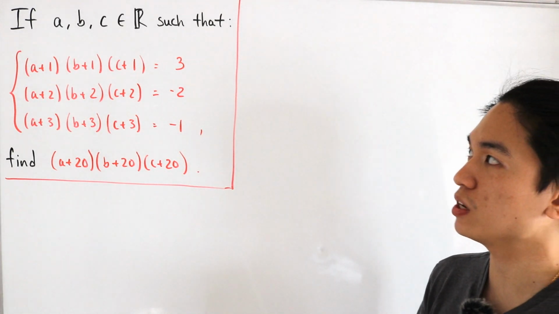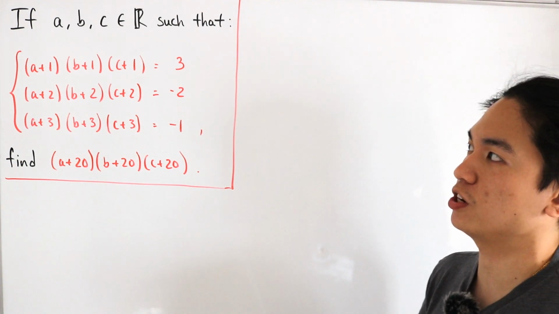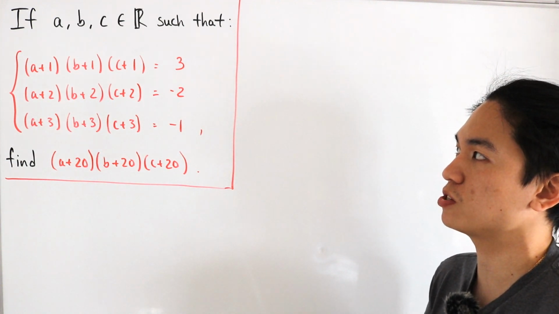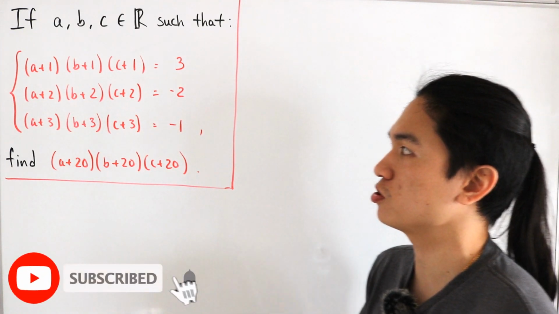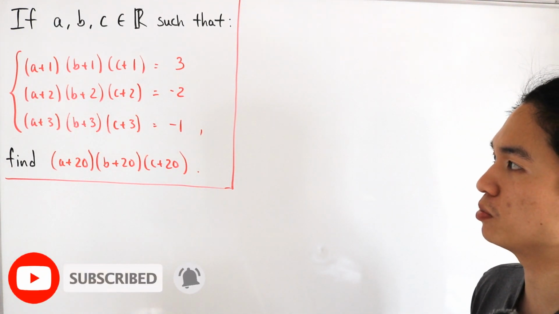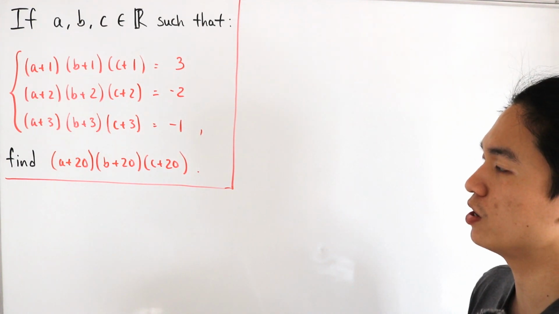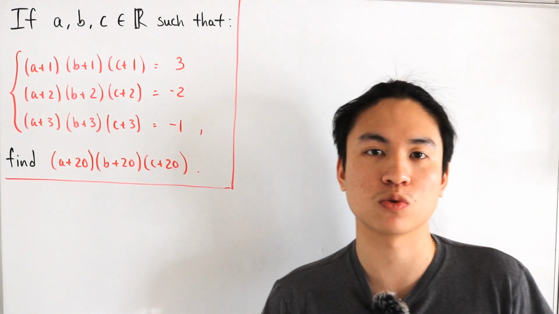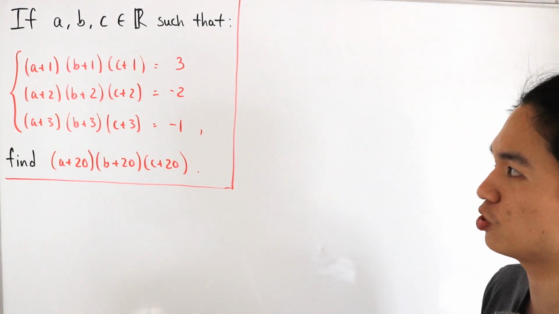We're given three real numbers, a, b, and c, such that we have this system of equations: (a plus 1)(b plus 1)(c plus 1) equals 3, (a plus 2)(b plus 2)(c plus 2) equals negative 2, and (a plus 3)(b plus 3)(c plus 3) equals negative 1. Then we want to find what (a plus 20)(b plus 20)(c plus 20) is equal to.